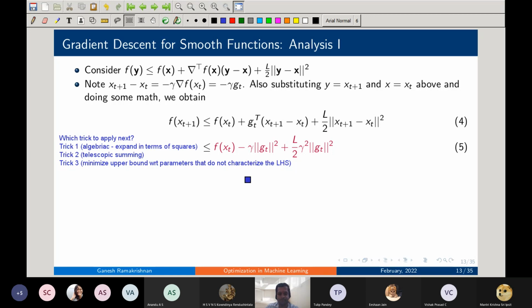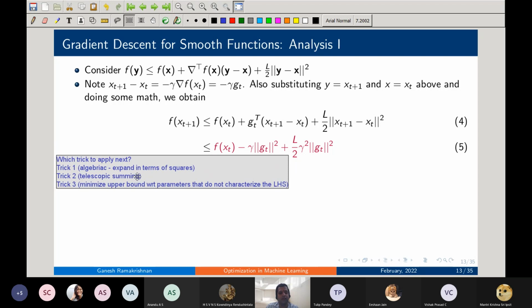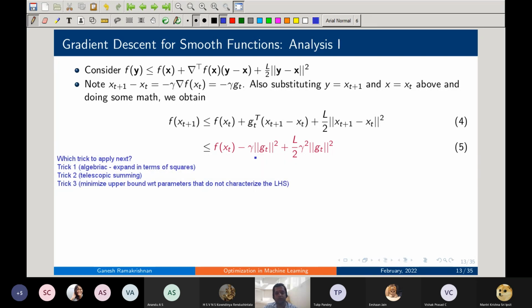Let's do that. And now to apply the third one, what do I have to do? I will bound with respect to gamma. I'll minimize the right hand side by differentiating with respect to gamma. So set the d(RHS) by d gamma to 0. What do you get by that?